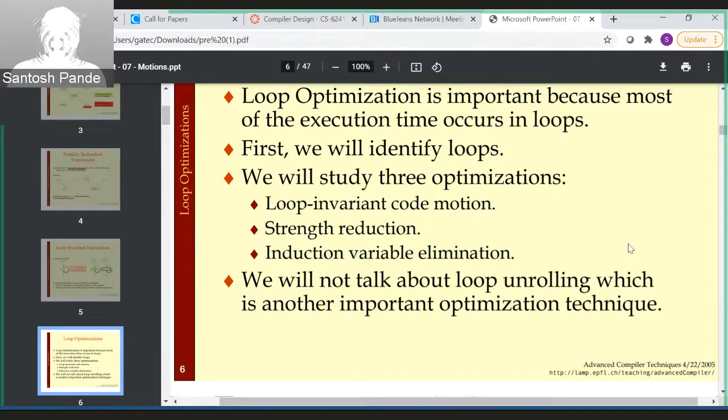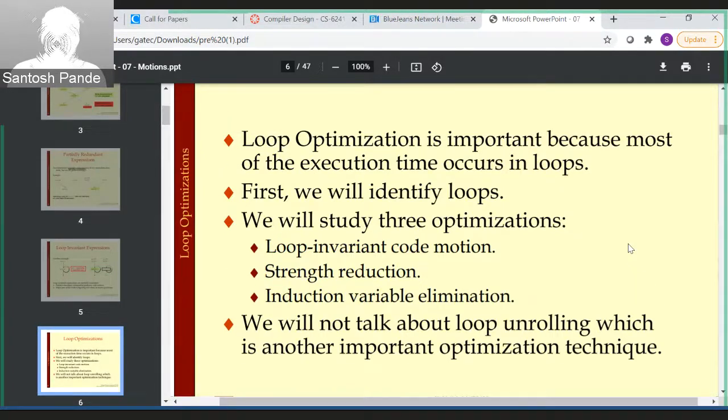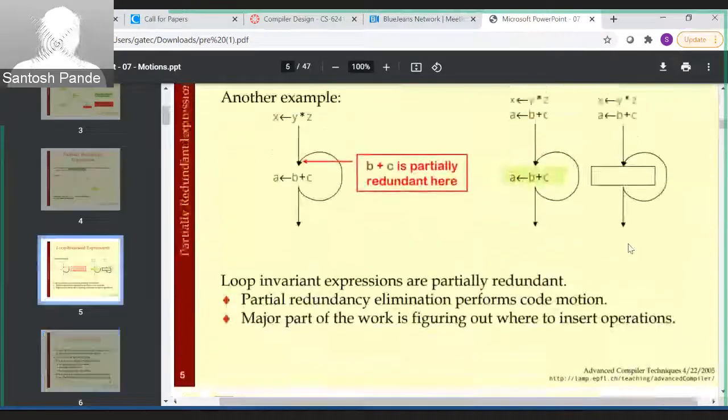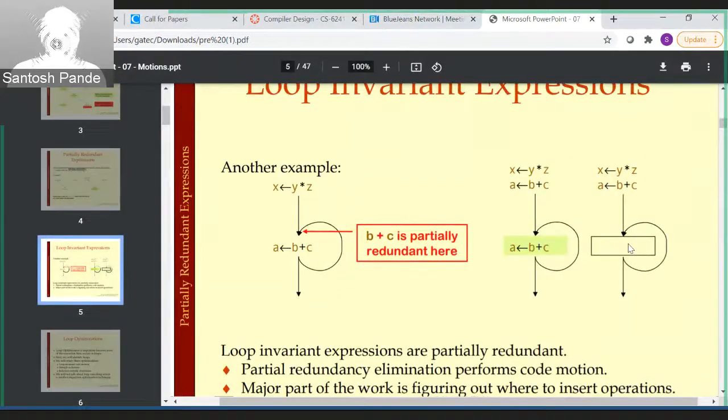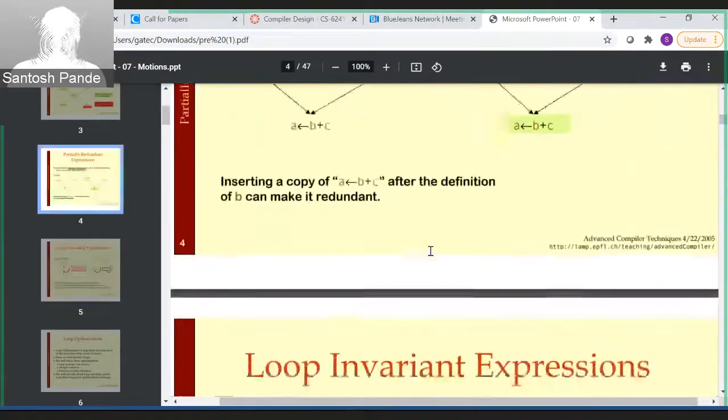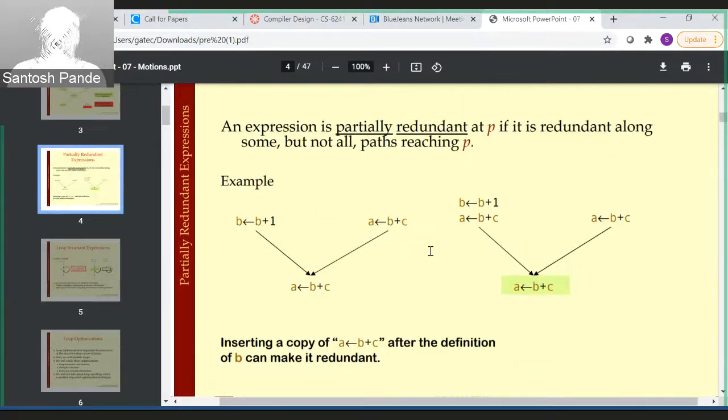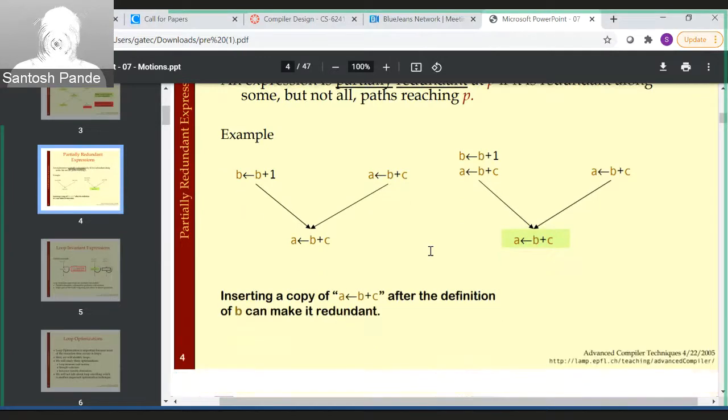Loop invariant code motion, the way I showed it, is really a special case of partial redundancy. When it occurs inside a loop in this particular peculiar way, it is the case of loop invariant code motion. When it occurs in general, that's a case of partial redundancy, as we saw in the previous example, where there is no loop involved, but we could get rid of this redundancy in this way.